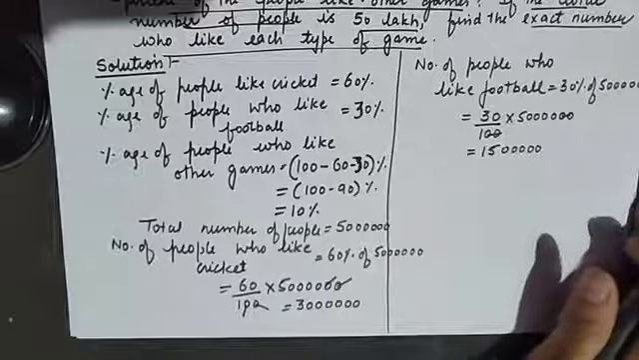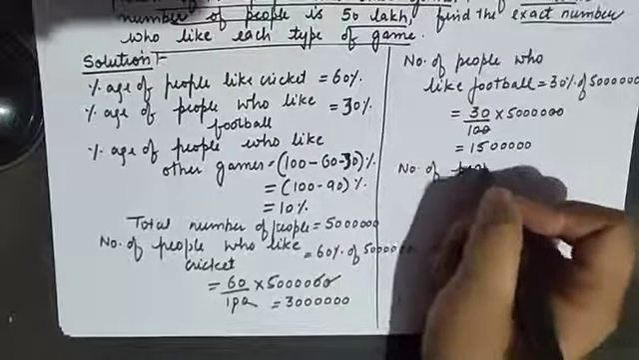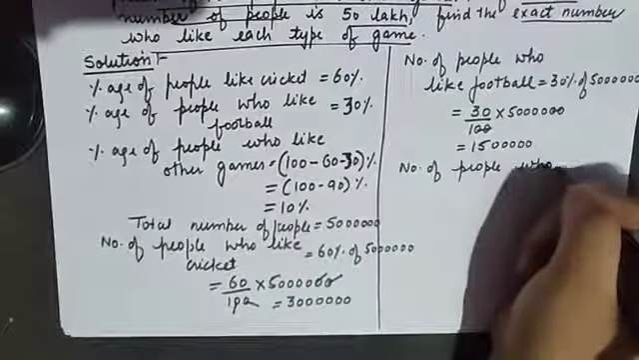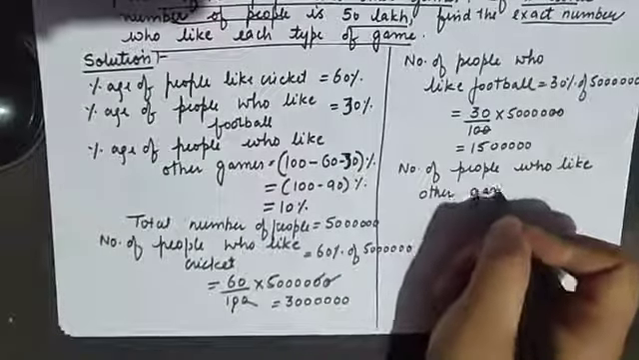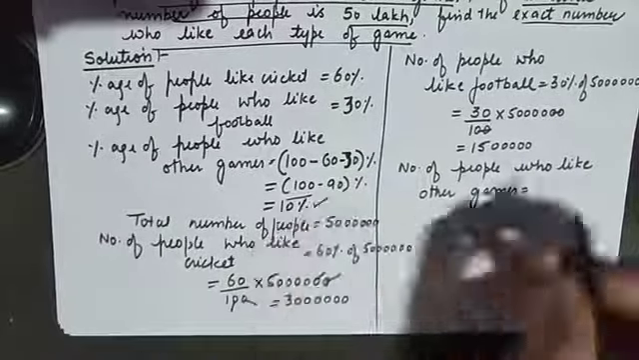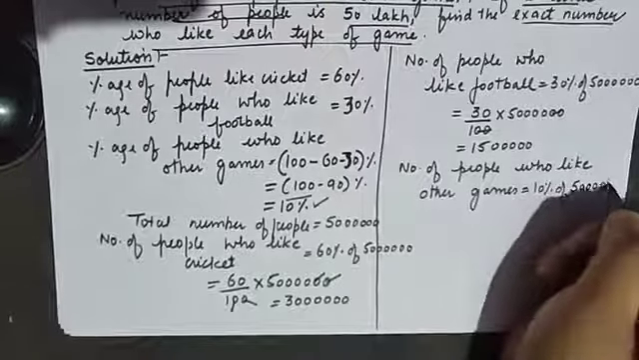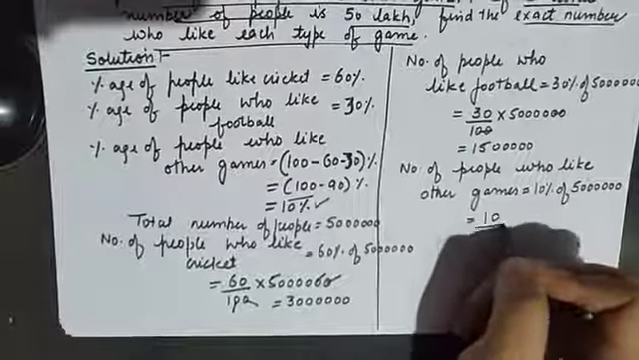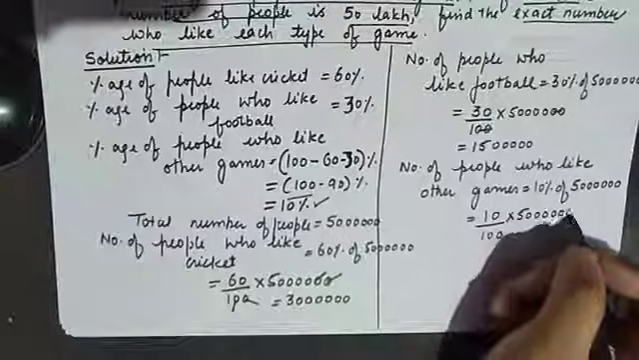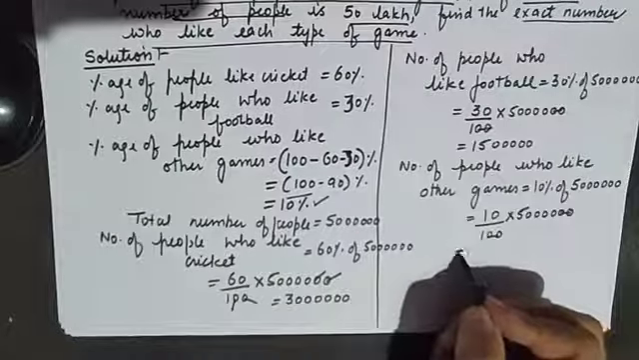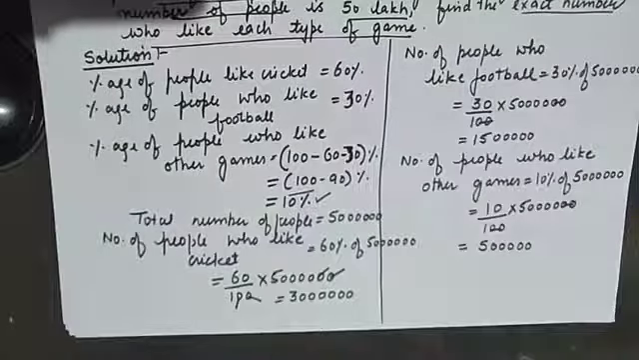Now at last you have to find the number of people who like other games. So the number of people who like other games will be equal to 10% of 50 lakh, as we found here. So 10 by 100 into 50 lakh, zeros and zeros will be cancelled, so I got my answer as 5 lakh here. So the number of people who like other games will be 5 lakh.